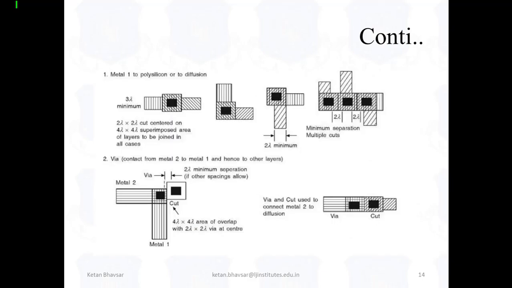Now, as you can see, when you're talking about contact establishment, for metal to polysilicon or to diffusion, you have to make this particular area a minimum of 3 lambda when we're talking about the center one. When you have a corner one, then you have to take a 2 cross 2 matrix, and when we design the minimum separation for multiple cuts, you still have to take a minimum 2 lambda width, else your design will not work successfully.